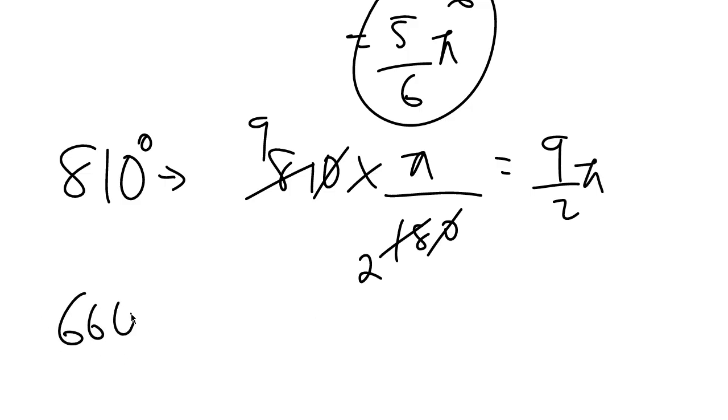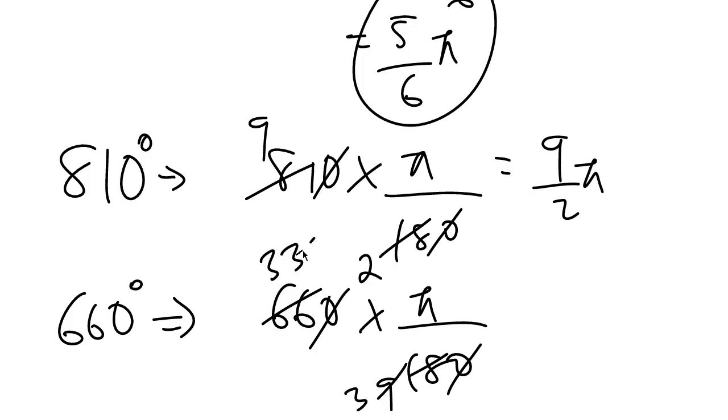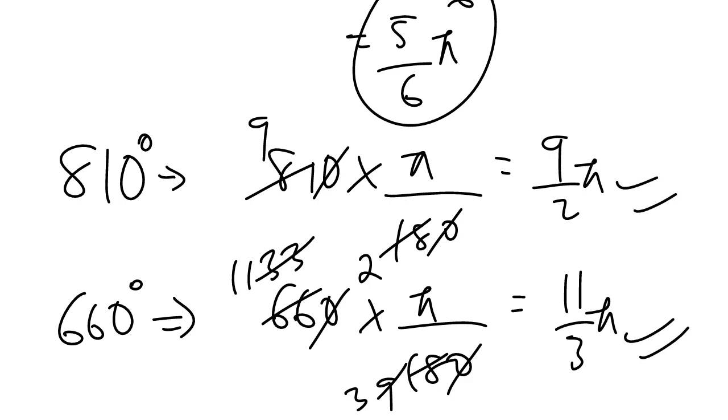And then attempt this last question, 660. Pause the video, right? It's going to be 660 times pi over 180, and then this cancels this. 2 can go here to give 33, and 2 can go here to give 9. 3 can go here to give 3. 3 can go here to give 11. So that's 11 over 3 pi radians, right? So that's it. Very simple.